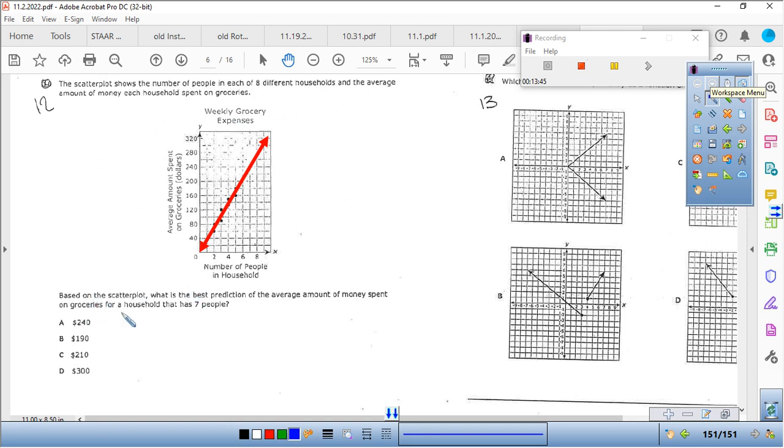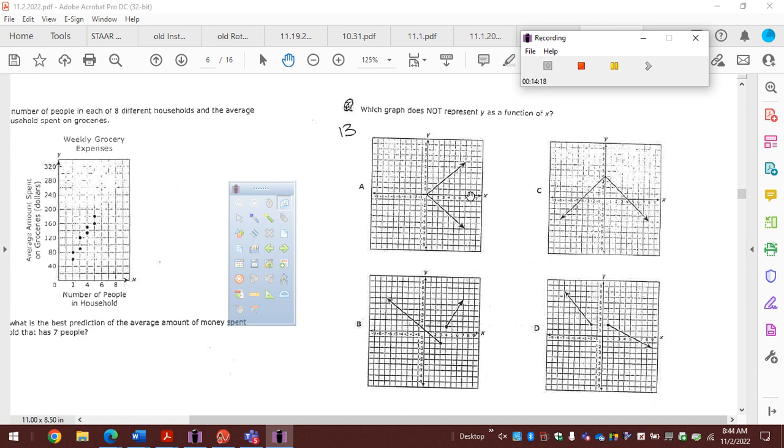So next thing, you don't have to read the whole question, you just come out here and read the information. Best prediction of the average amount of money spent on groceries for a household that has 7 people. So go to people. This is people right here. I'm going to go up 7 to the line that you drew. And it's a rough estimate, so around here. Maybe 240-ish. Yeah, I like A. I like A real good.